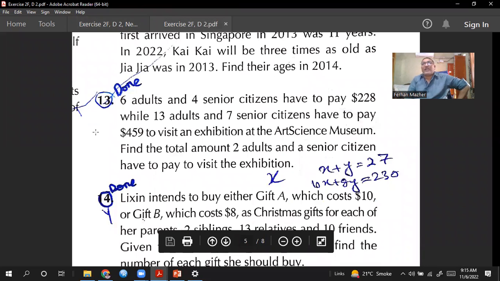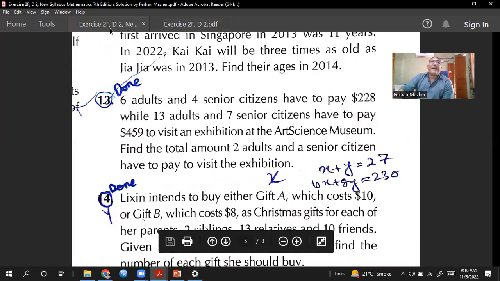So the next question coming up on your screen is question number 13. It says 6 adults and 4 senior citizens have to pay $228, while 13 adults and 7 senior citizens have to pay $459 to visit an exhibition at the Art Science Museum. Find the total amount 2 adults and a senior citizen have to pay to visit the exhibition.